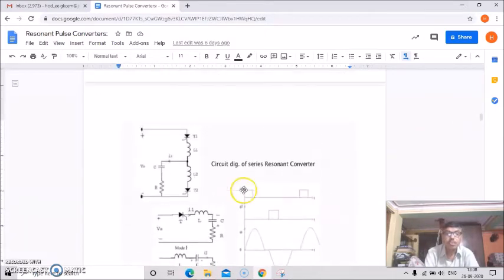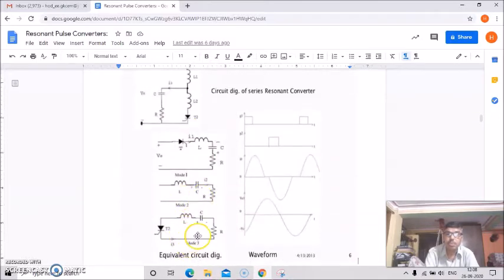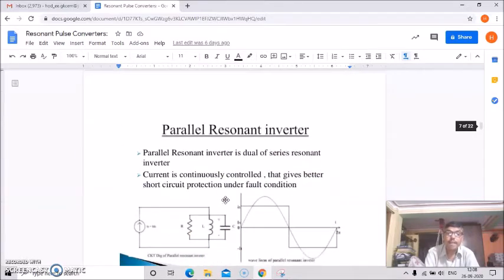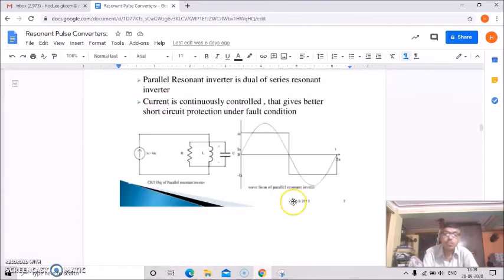And this is the circuit diagram. This is for mode 1 operations, this is mode 2, and this is mode 3 operations. And these are the waveforms of this series resonant converter. This is the parallel resonant inverter, which is a dual of the series resonant inverter, and the current is continuously controlled, giving better short circuit protection under fault conditions. So this is the circuit diagram of the parallel resonant inverter, and its waveforms are shown here. Okay.